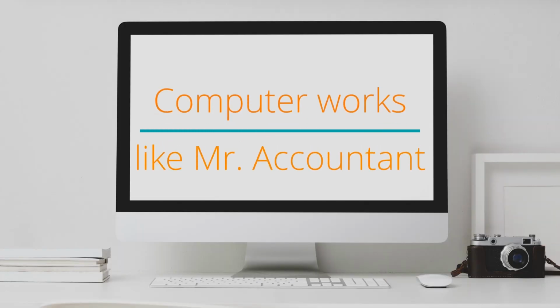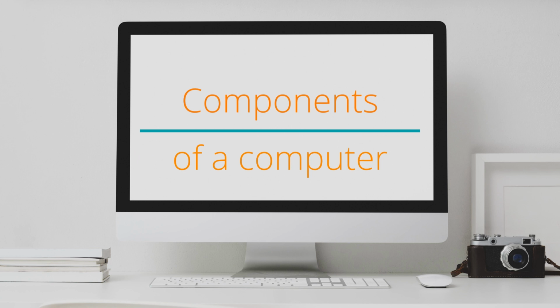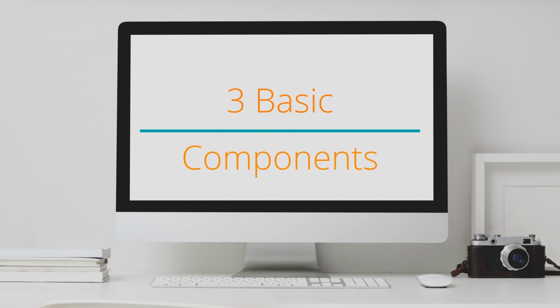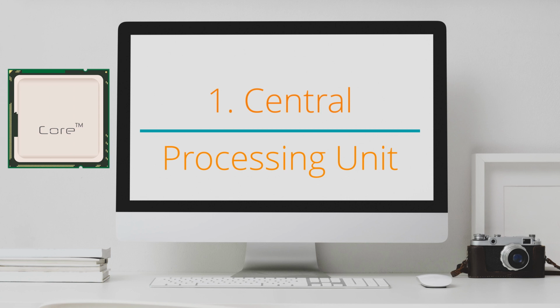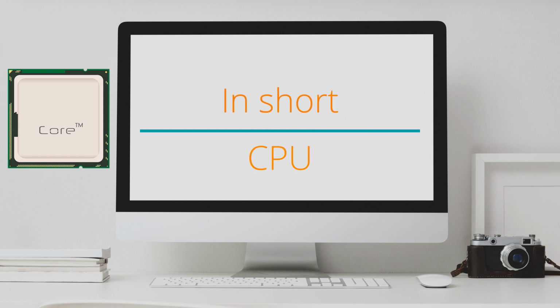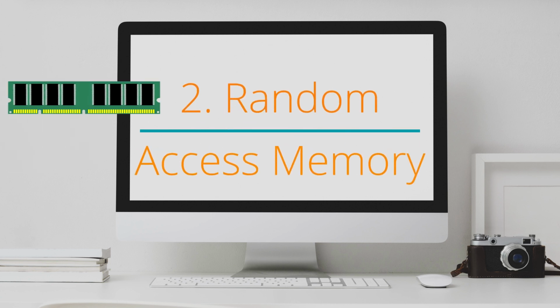Not only computer works like Mr. Accountant, even the components of a modern computer are similar to Mr. Accountant's office components. There are three basic components of a modern computer. First, a processor, also known as Central Processing Unit, and in short, CPU. This is the brain of computer, just like Mr. Accountant's brain. Second, Random Access Memory or RAM.